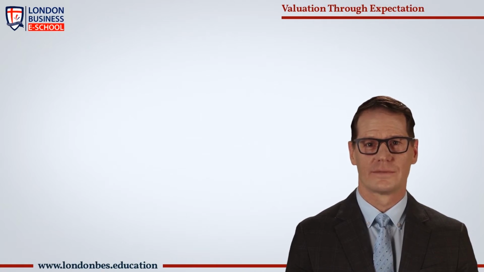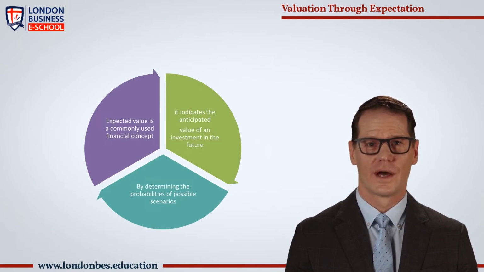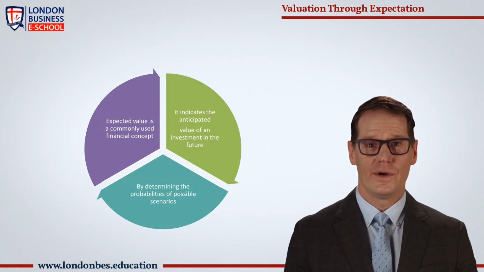Valuation through expectation. Expected value, also known as EV, expectation, average or mean value, is a long-run average value of random variables. It also indicates the probability-weighted average of all possible values.